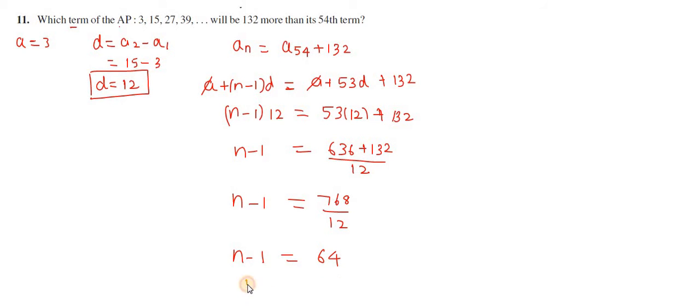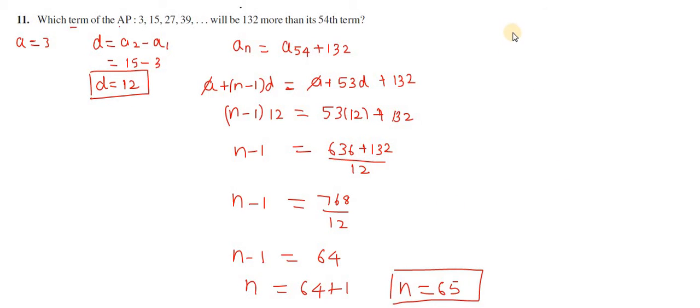So then n is equal to 64 plus 1. So here n is equal to 65. Our n value is 65. So therefore n is 65, which means the 65th term is 132 more than the 54th term. Let us verify it once.